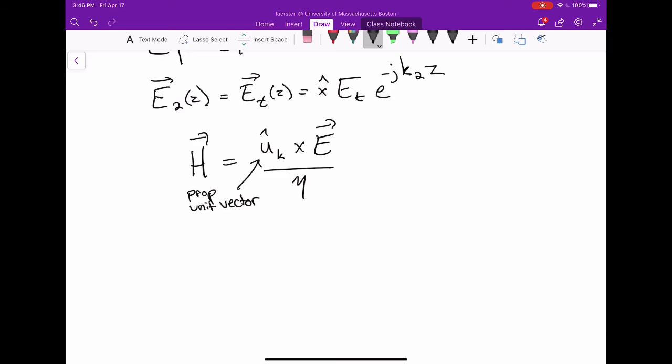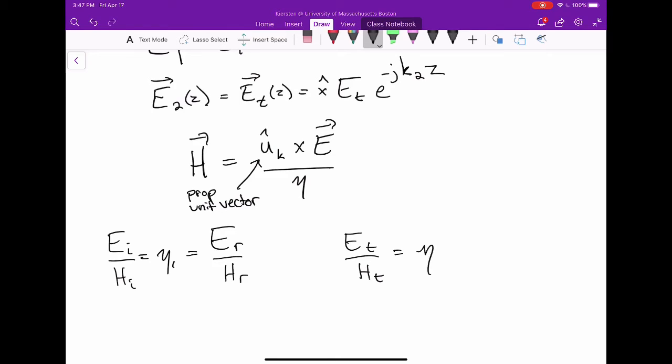Now we have to talk about what actually happens at the boundary. What are the relationships between these electric fields and these magnetic fields on either side of the boundary and in each of the media? We have a number of things that have to be true. We know, for one, that in medium 1, EI over HI has to equal eta 1, and so does ER over HR. And in medium 2, we have to have ET over HT equal eta 2.